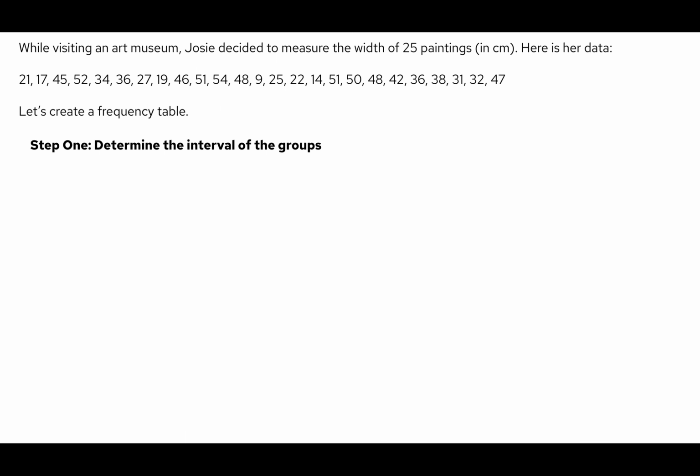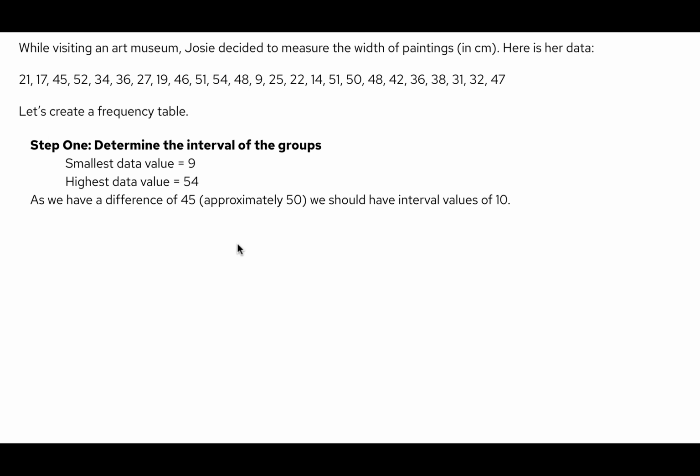So step one is to determine the interval of the groups. In order to do that, we look at the smallest value. The painting with the smallest width was 9 centimeters, and the painting with the highest width was 54. We find the difference, so 54 minus 9 is 45, which is close to 50.